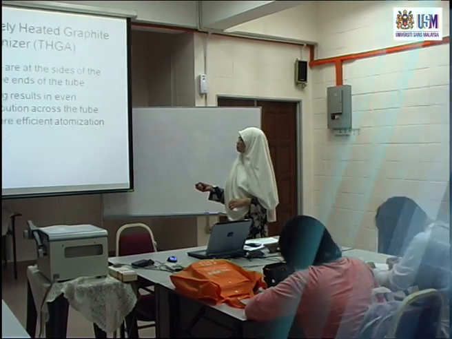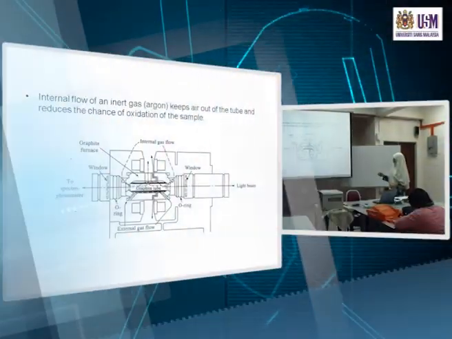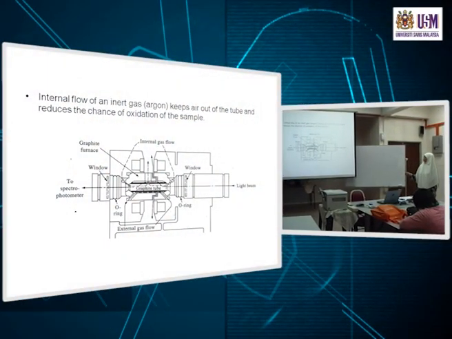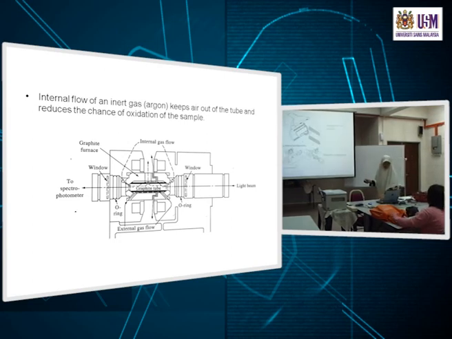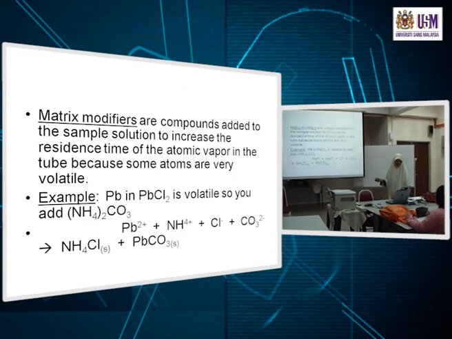Because remember, the beam from the source will go through the tube and the atoms formed will then absorb the radiation. So you want the atoms formed to stay in that tube for as long a time as possible. Okay? If not, it will just deform and flow out with the gases. So these matrix modifiers increase the residence time of this atomic vapor.